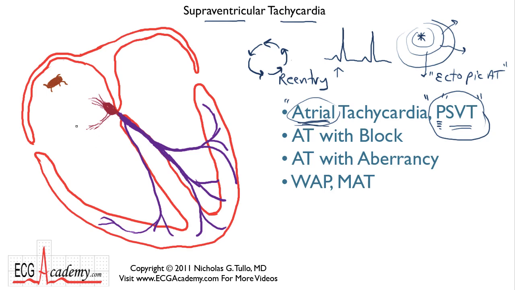Sometimes you can get the signal getting stuck, going down one pathway and back up the other. And you have this signal that basically chases itself round and round in a circle this way. That's probably the most common cause of PSVT. That's actually known as AV nodal reentry tachycardia, or AVNRT. As I said, we'll go over this in great detail in the advanced course.